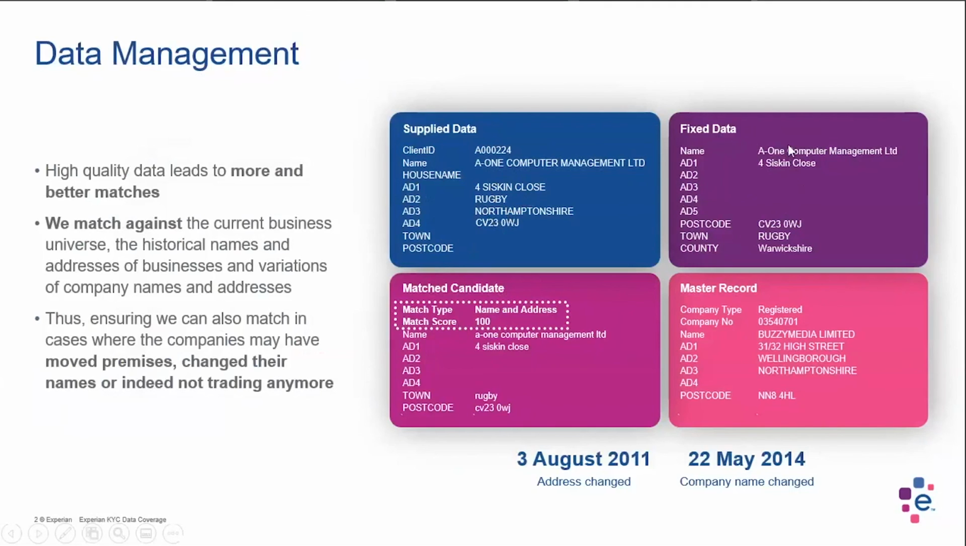Here we can see that on A1 Computer Management, we have got an exact match. All of the data that we have and the data that you provided matches perfectly, and therefore we're really confident that we can give this a match score of 100. It's got our maximum confidence that we've hit a good match. But little do you know, that business actually changed address on the 3rd of August 2011. And furthermore, it had a company name change on the 22nd of May 2014.